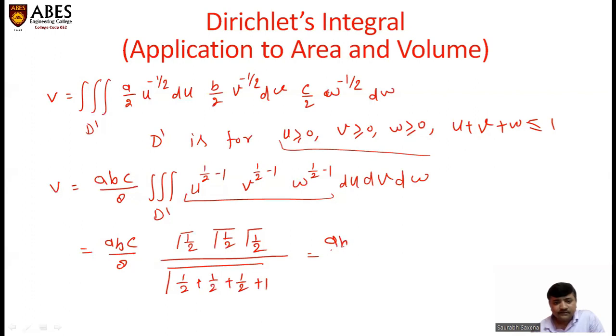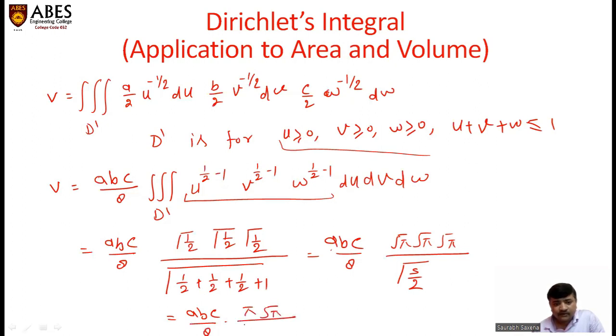So this is abc by 8 into root pi cubed upon gamma 5 by 2. This may be written as 3 by 2, 1 by 2 into root pi, root pi cancel, 2 to the 4, 2. We'll be getting pi abc by 6. And this is your answer.